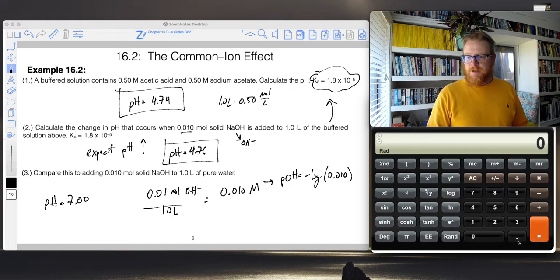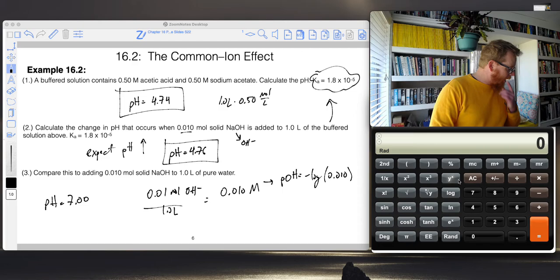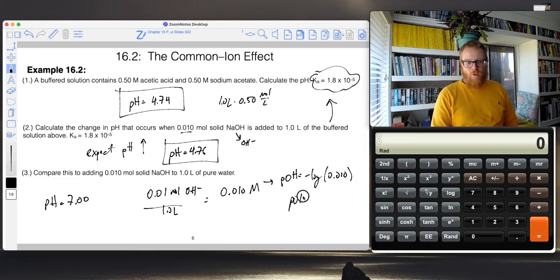But just to confirm, if I say 0.01 and then do the log, oops, what happened? Let's see. 0.01 and then take the log of that equals, why aren't you doing this for me? Log of 0.01 equals, oh, come on, calculator. Well, you guys are going to have to trust me on this one. That is a pOH of 2.00, which means the pH is 12.00.